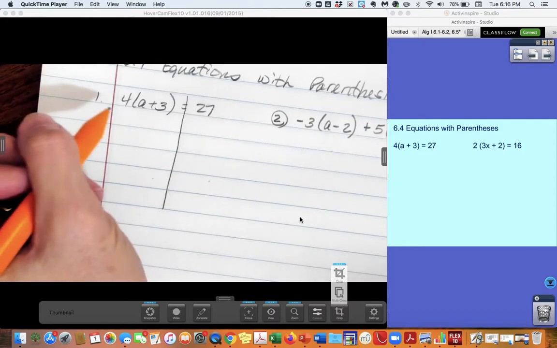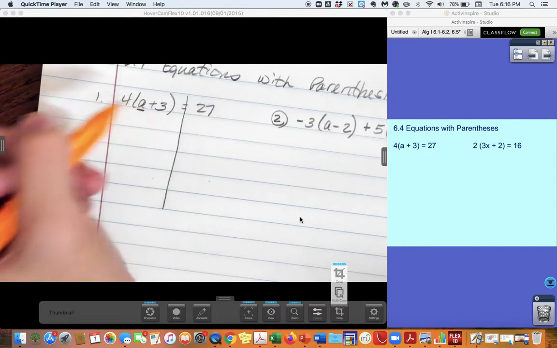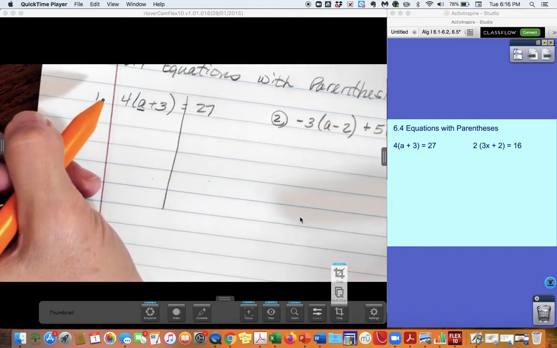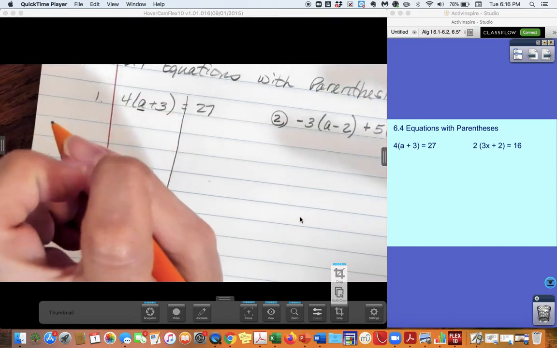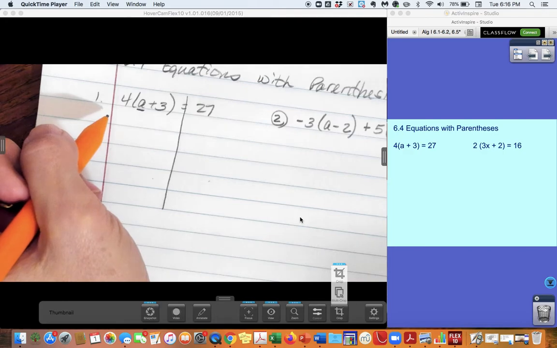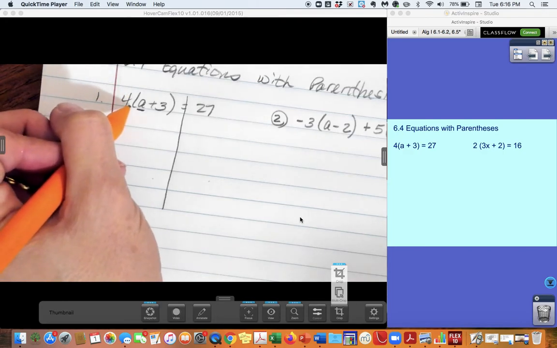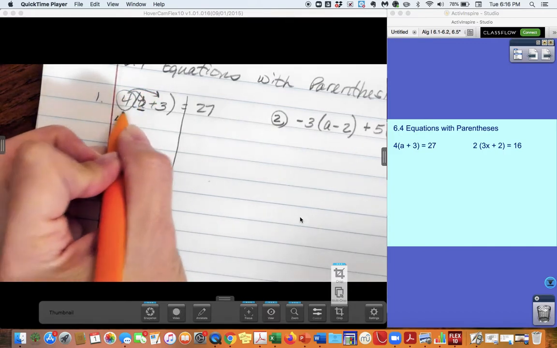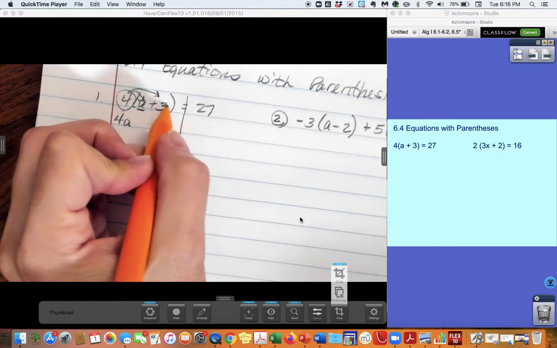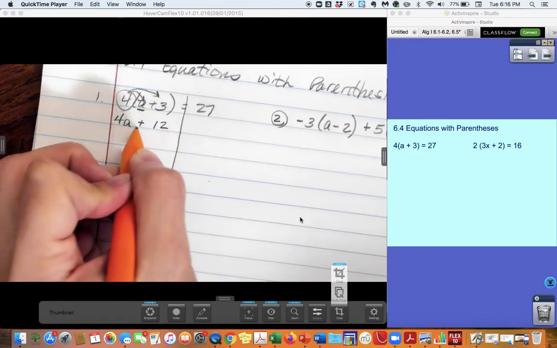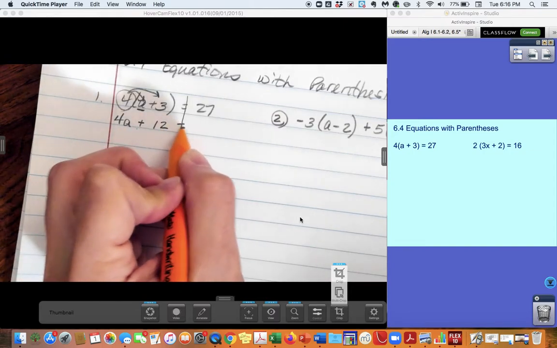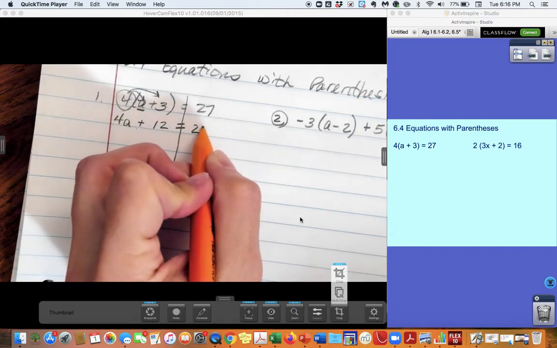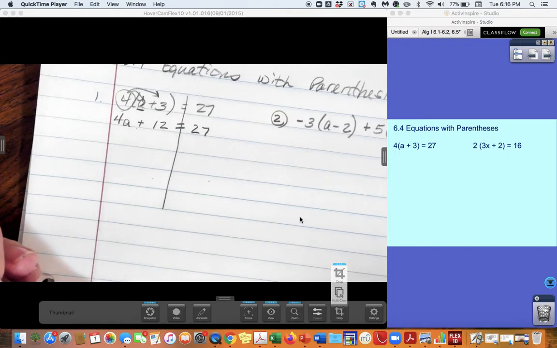We are going to start by distributing, because remember our goal is to find out what A is equal to. Well, the only way we can access the A is by releasing it from the parentheses, and you do that by distributing. So I'm going to say 4 times each term. So 4 times A is 4A, and then 4 times 3 is 12. It's a positive 12, so I put a plus. I'm going to bring down my equals. Just because we have the line there doesn't mean you don't write the equals. So we do need that. We didn't do anything to the other side, so let's bring down our 27.